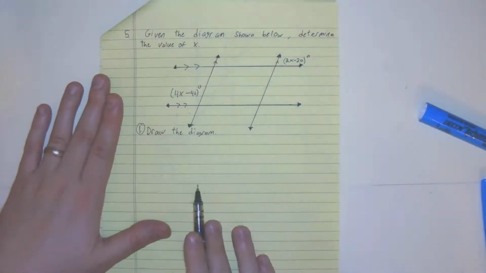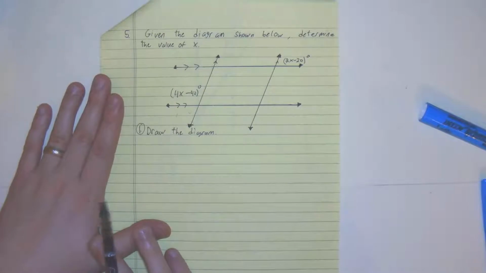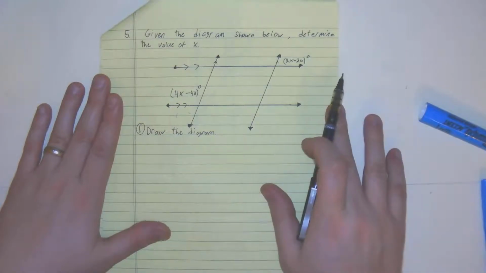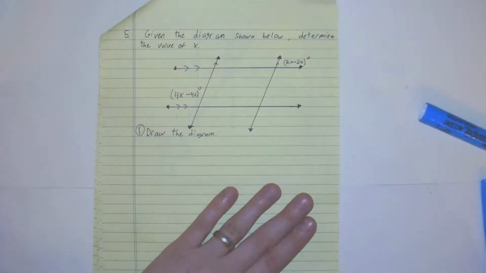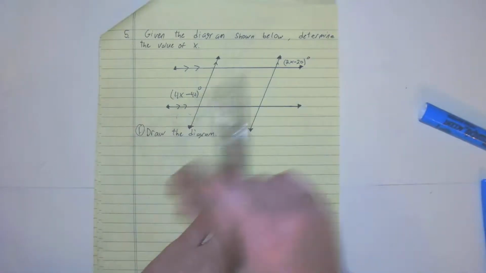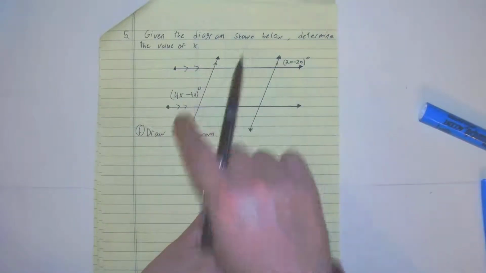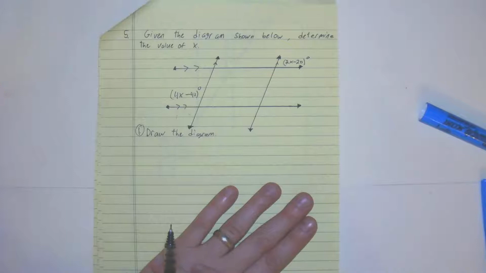Alright, so here, we drew the diagram. It's good. Next step, we want to see what's going on here. We have two parallel lines. So the first thing I'm going to do is figure out the relationship. We can't tell the relationship by just looking at this. We have to do some moving around.